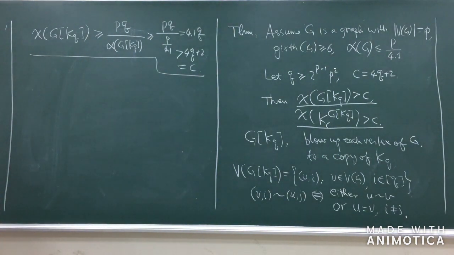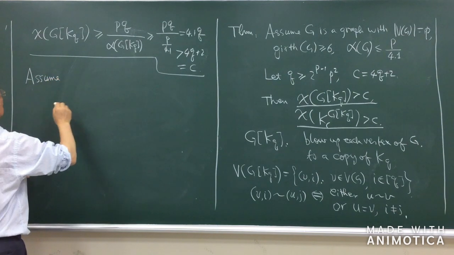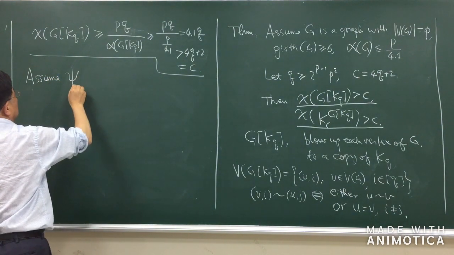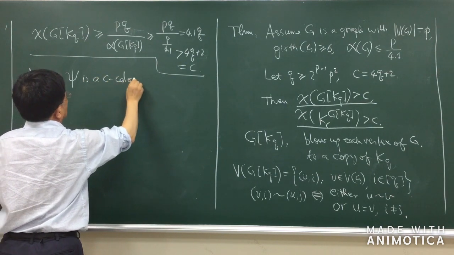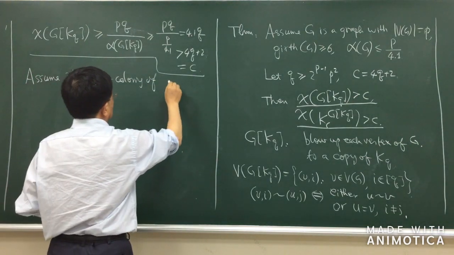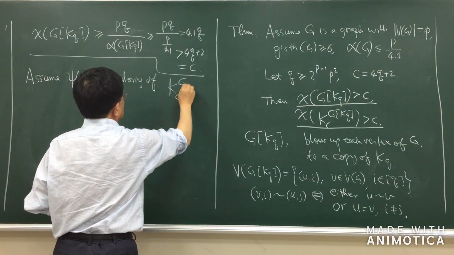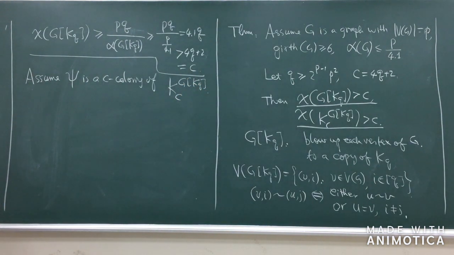Now, what we need to prove is that the exponential graph has chromatic number bigger than C. For that purpose, we assume that we have a C coloring of the exponential graph of K_C, G, K_Q. We're going to derive a contradiction. Suppose there's a C coloring, we're going to derive a contradiction.